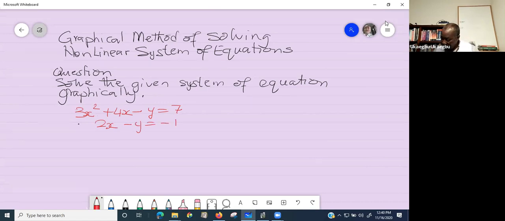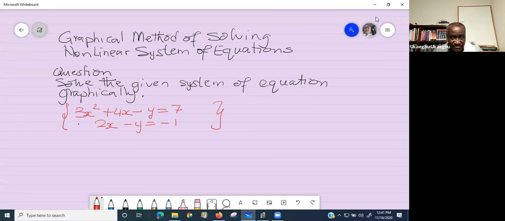Okay, so let's read it once again. It says solve the given system of equations graphically. All right. So this is the equation that is given, and they are very specific on the method you can use or you should use in order to solve it. So now the question becomes, how do we get started?